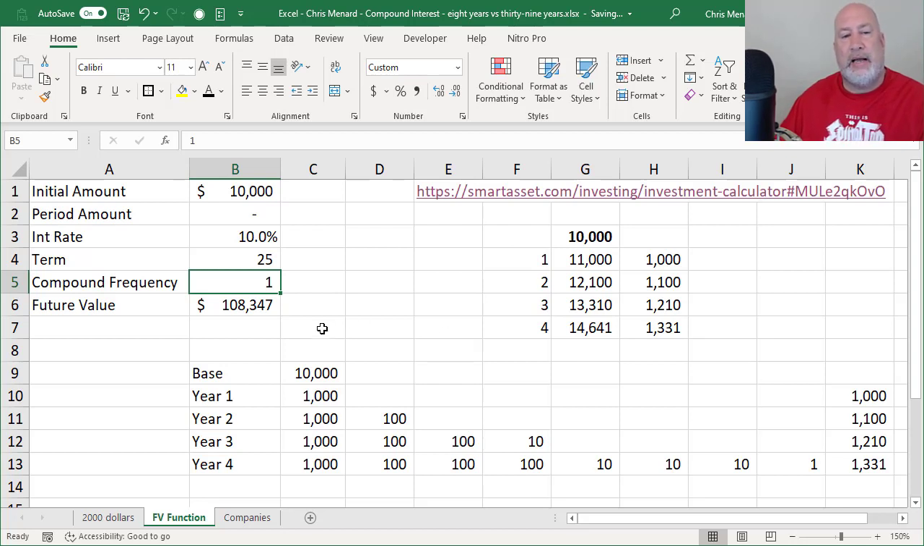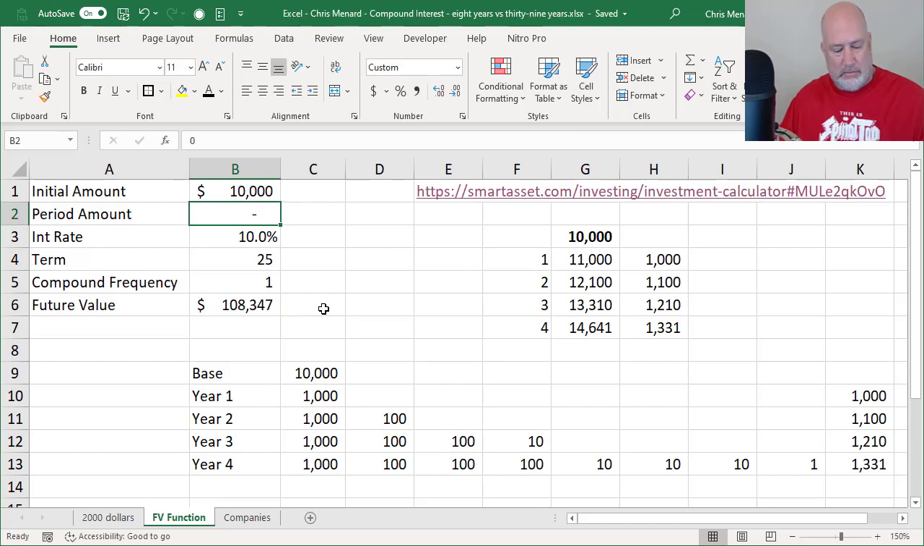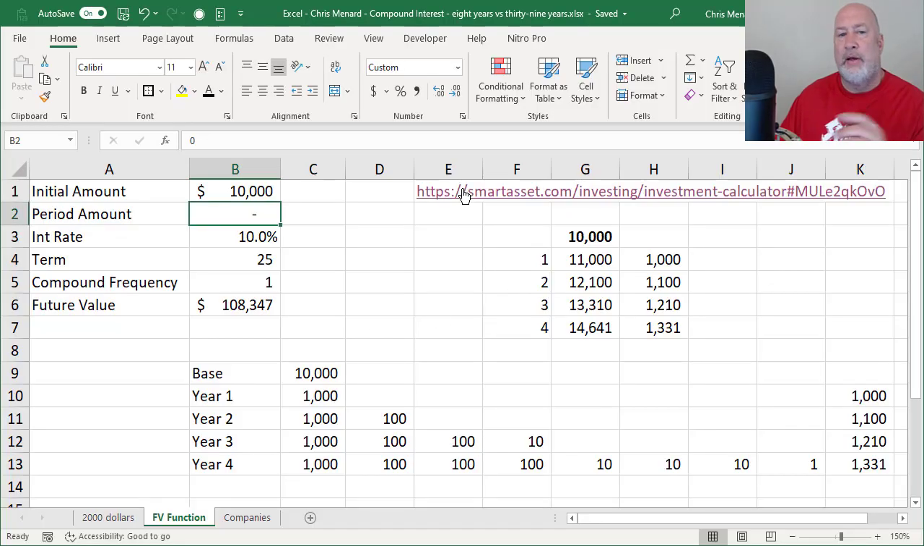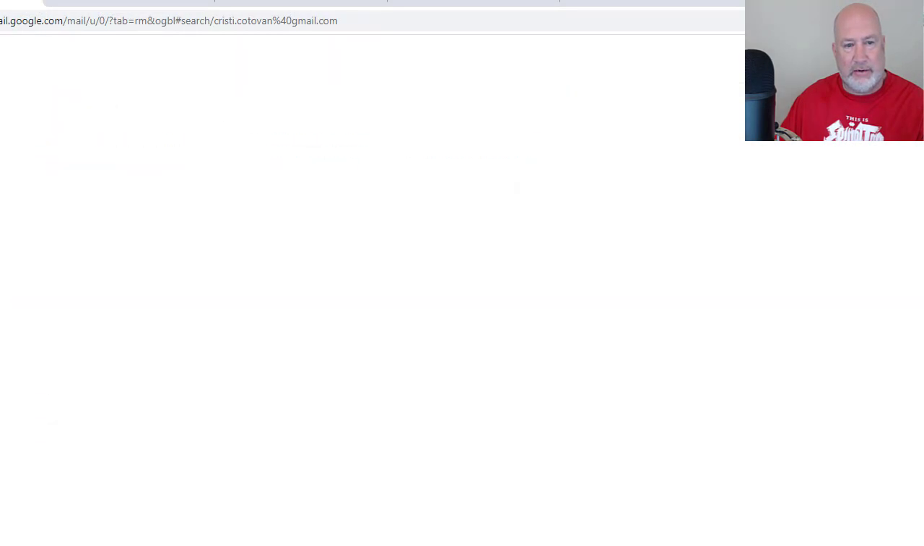Now, one last example on this. Oh, by the way, future value, one time with money, show compounding. I just did that. Show the calculator. If you don't have Excel for some reason, you can always get Excel online, but there's a calculator I found called SmartAsset. Let me go ahead and pull it up. I should get the exact same answer here.